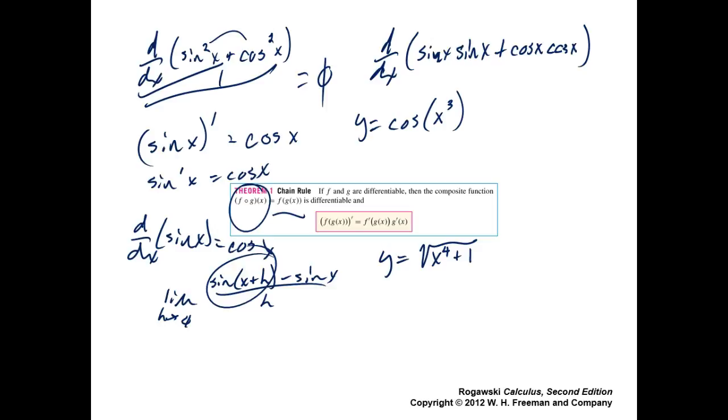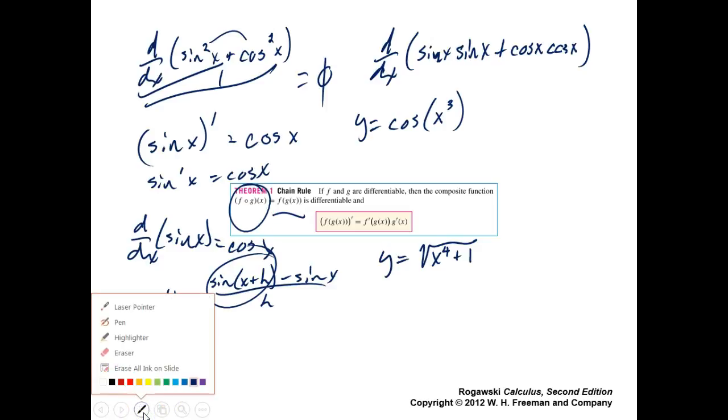Now, for convenience, we call f the outside function, g the inside function. Often we write the composite function as f of u, where u is g of x. And if you find that helpful, you can. So this cosine of x cubed is the function y is equal to cosine u, where u is equal to x cubed. Okay?